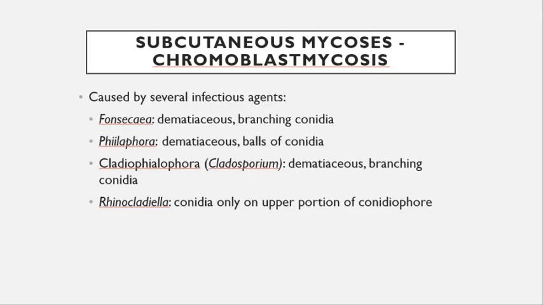There are several infectious agents in this category that can cause chromoblastomycosis. There's Fonsecaea, which is dematiaceous with branching conidia. There is Phialophora, which is also dematiaceous, and it forms balls of conidia. Next is Cladophialophora, which is dematiaceous with branching conidia. And finally, there's Rhinocladiella, and this is a fungus where conidia are only on the upper portion of the conidiophore.